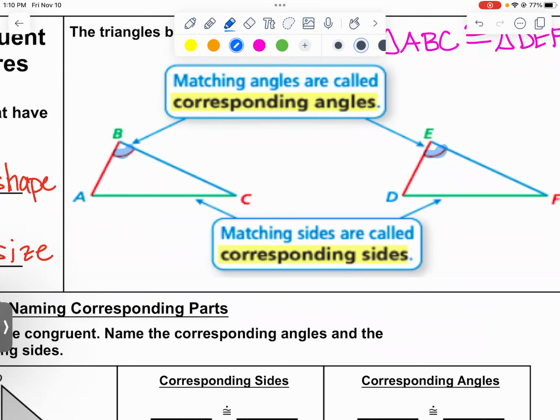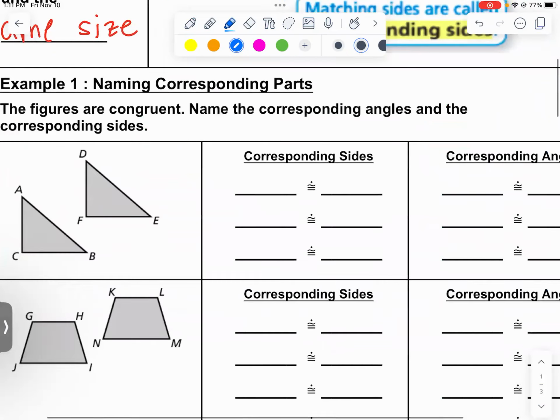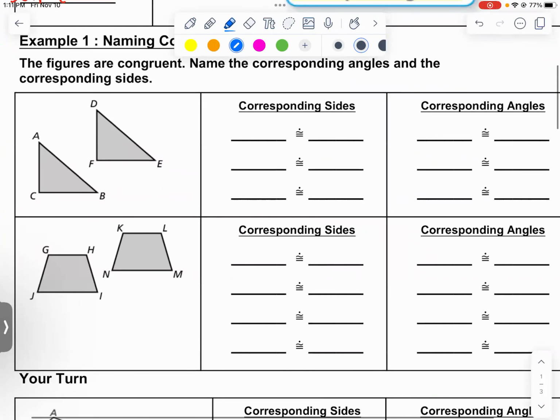Okay. You notice how side BC and side EF are in the same spot. We call those corresponding sides. So we're going to practice picking out all of those sides and naming them as congruent pieces. All right. So I am telling you, triangle ABC and triangle DEF are congruent triangles. So let's look at the sides.